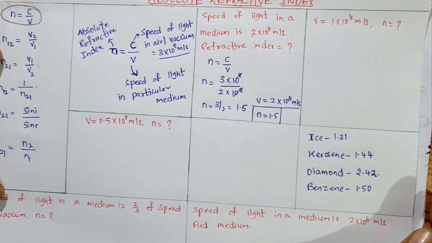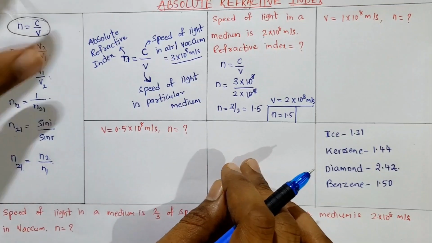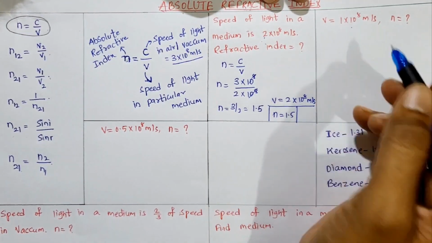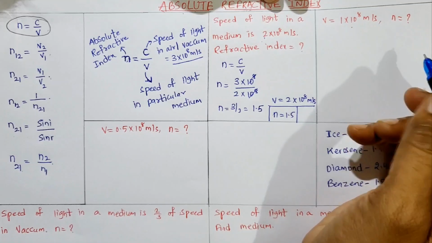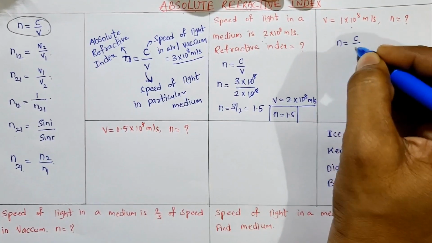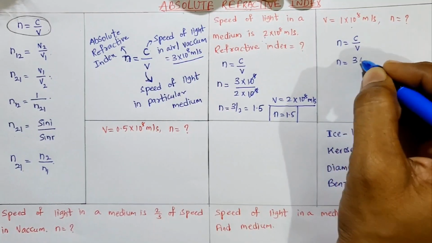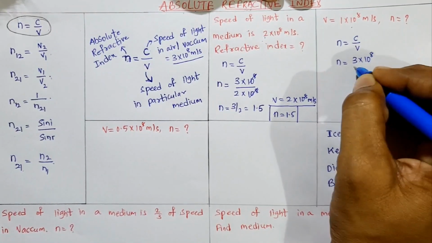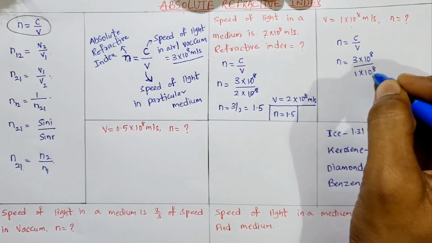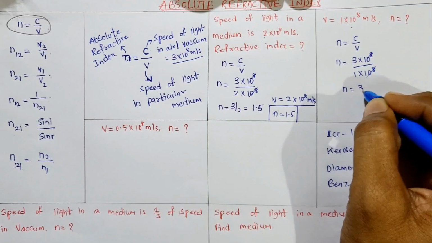In another medium, speed of light is 1 into 10 power 8 meters per second. We have to find the refractive index of that medium now. Same formula, n is equal to c divided by v. c is 3 into 10 power 8 meters per second divided by v in that medium, which is 1 into 10 power 8. 10 power 8, 10 power 8 cancels. n is equal to 3 by 1, it will be 3.